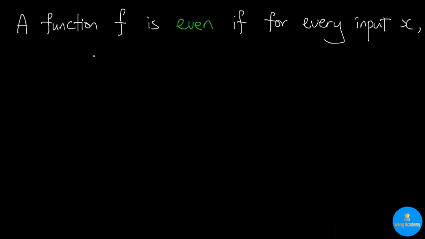So what is an even function? A function f is even if for every input value x, if you plug in negative x into the function f and calculate the output, or you plug in x into the function and calculate the output, they always give you the same value.